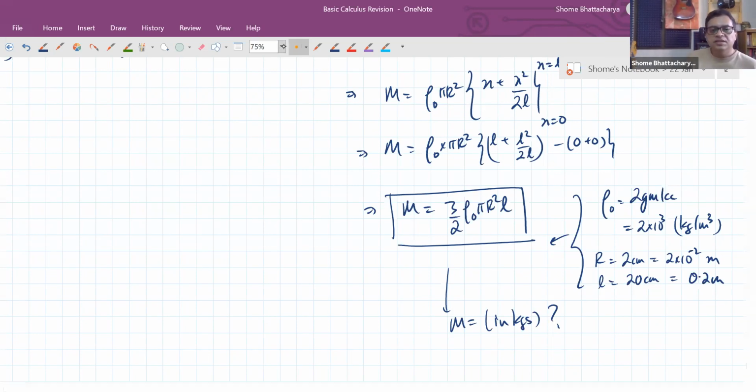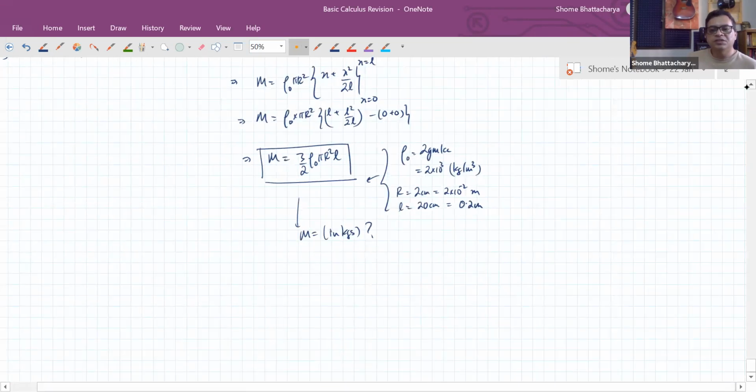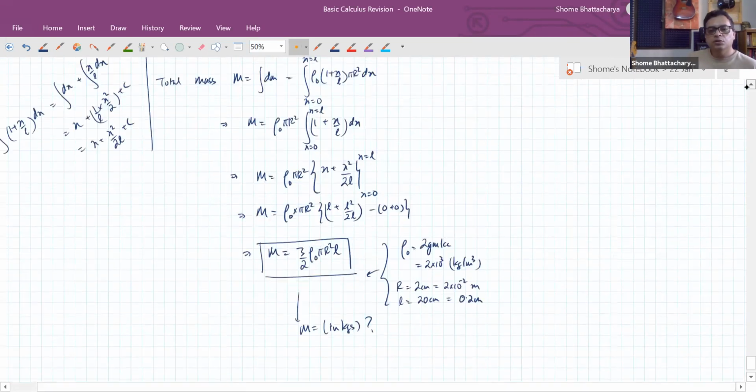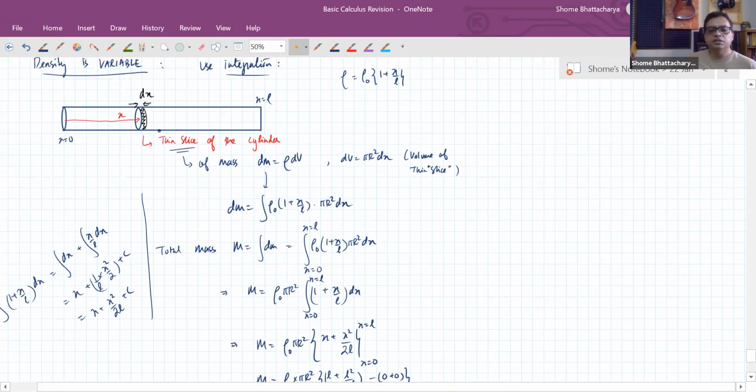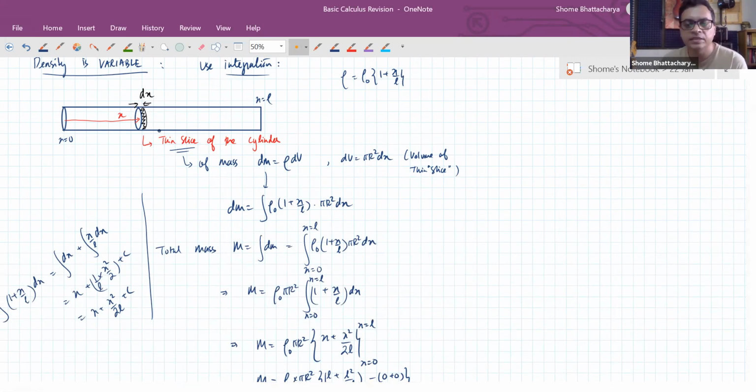Okay. So this is an example of the application of integration in an actual physics problem, how we set it up. It's all about being able to take the differential element, which in this case is the slice of the cylinder, and expressing the physical parameter. Like in this case, we are calculating mass. So mass is the physical parameter which we have to express for that thin slice of the differential element, and then integrate it for the whole thing.